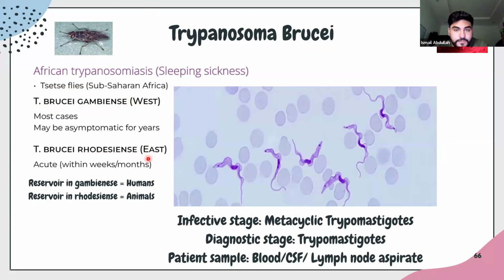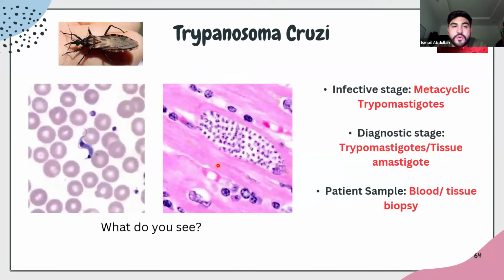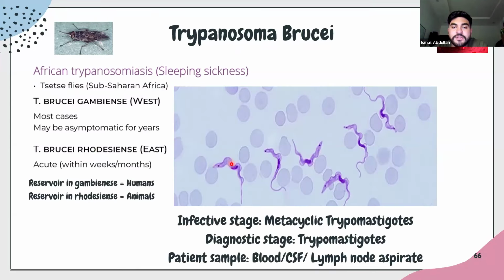Now, what you want to know? Look at the trypomastigotes. How different they look from the ones here. This actually you would see they have like an eye, like a kind of worm or something. So this is how I differentiate between them. And they have so many slopes and they're very irregularly shaped. Diagnostic stage will be the trypomastigote, and I would take a blood sample, a CSF sample, or even a lymph node aspirate. So you have three different samples that you can collect.